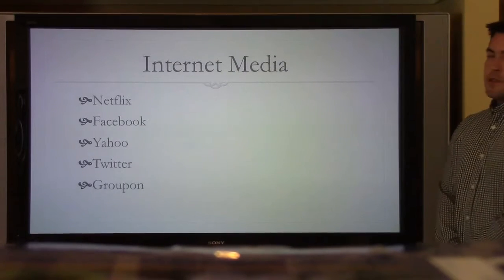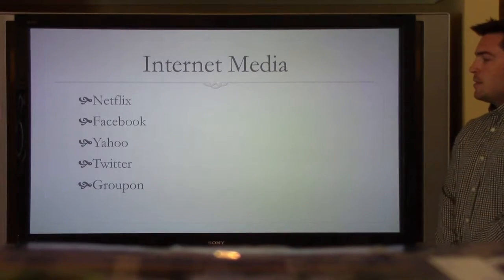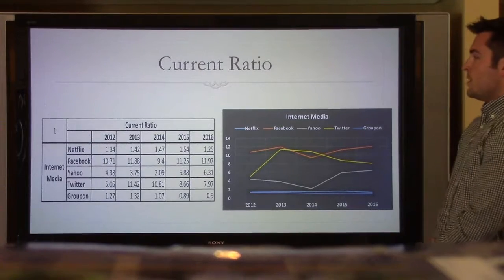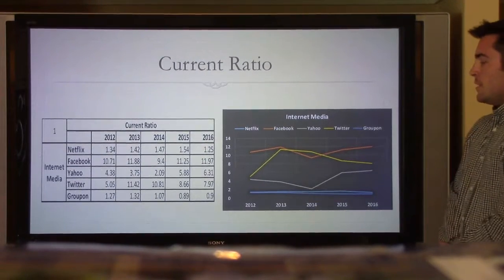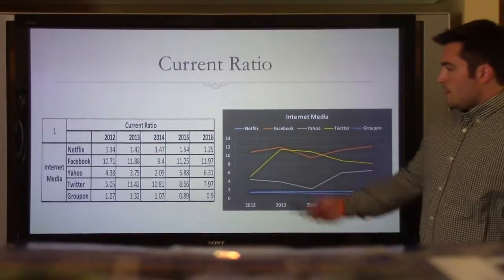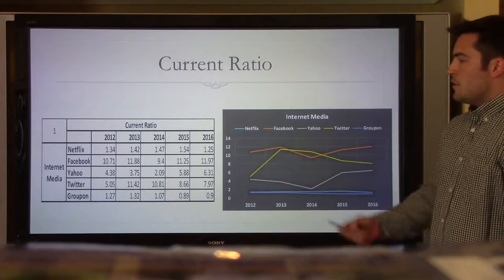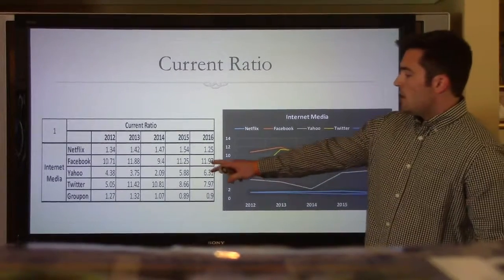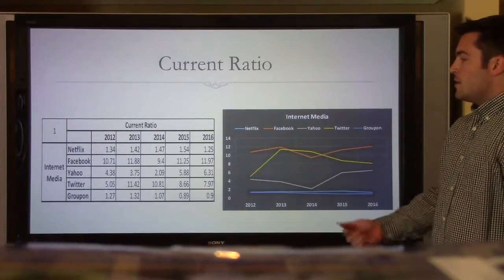So first, we'll be discussing internet media. The 5 companies we decided to analyze are Netflix, Facebook, Yahoo, Twitter, and Groupon. First, we'll discuss short-term solvency. So the current ratio is your current assets divided by your current liabilities. As you can see, Facebook is dominating the industry just about every year from 2012 all the way to 2016. Basically, for every dollar of liabilities they have $12 of current assets to cover those.